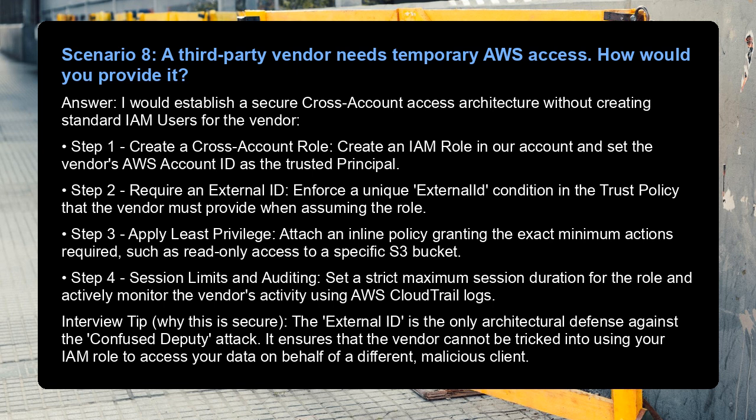Step 2. Require an external ID. Enforce a unique external ID condition in the trust policy that the vendor must provide when assuming the role. Step 3. Apply least privilege. Attach an inline policy granting the exact minimum actions required, such as read-only access to a specific S3 bucket.